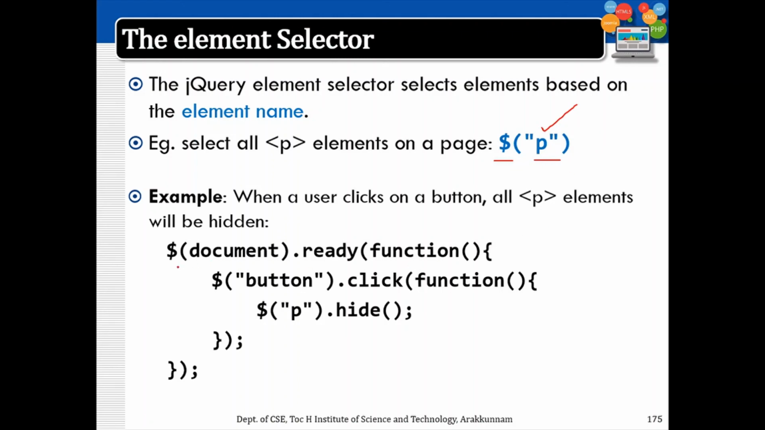So as we said before, this is put inside the ready function. $("button").click function, on clicking of a button. So they defined the click function of a button, and what happens? $("p").hide. All the paragraph elements will be hidden.